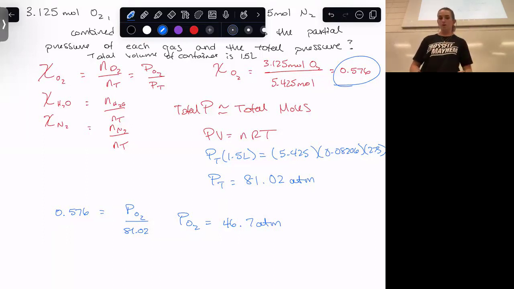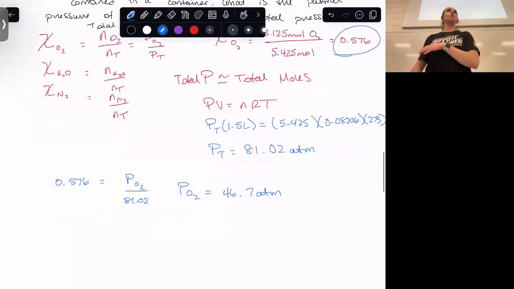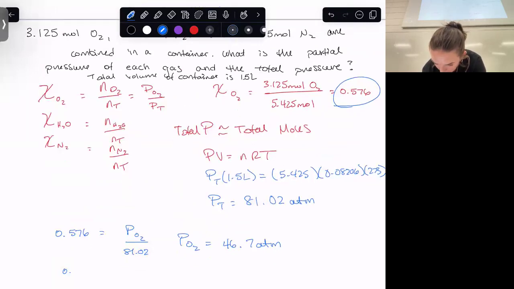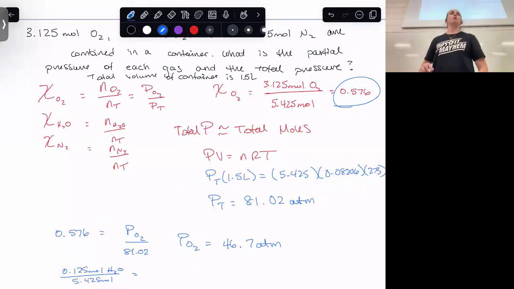Okay, so how can we find the partial pressure for H2O? We would do the same thing, but now we already have our total pressure. So now we can say we have 0.125 moles of water over 5.425 moles total. We don't even need to find that funky X anymore, right? We can just say that our pressure of water is divided by 81.02 ATM, and we can solve for a ratio directly there.